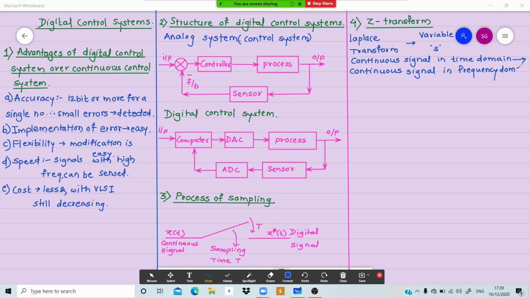Fine, clear bhi to yes, definitely we know this, right? S transform or Laplace transform, what it does, whatever was the continuous signal in time domain, it is converting that signal into, that is continuous signal only, but in the frequency domain.